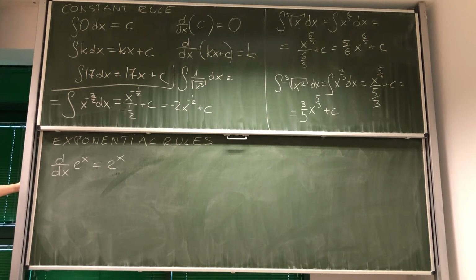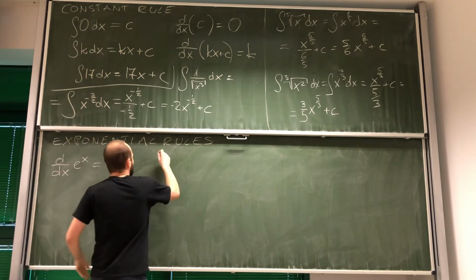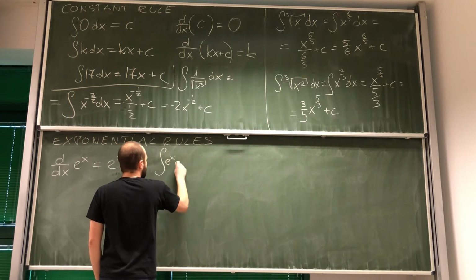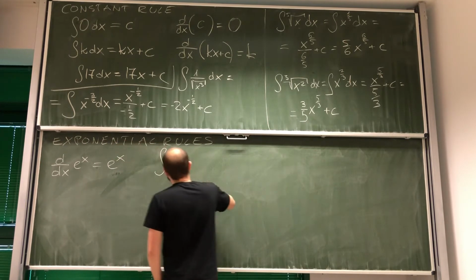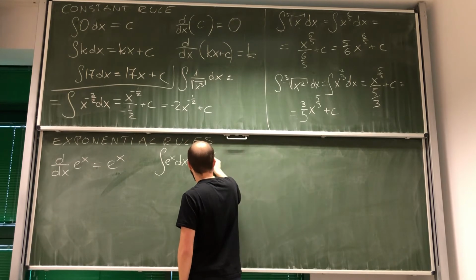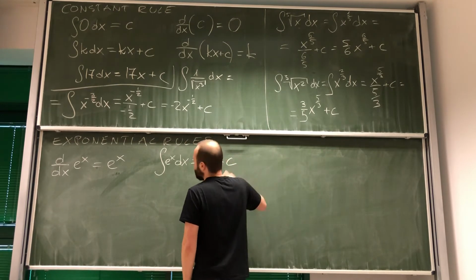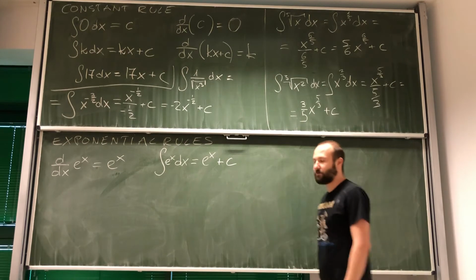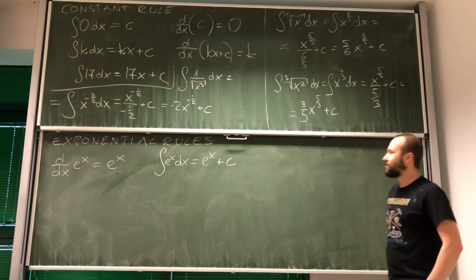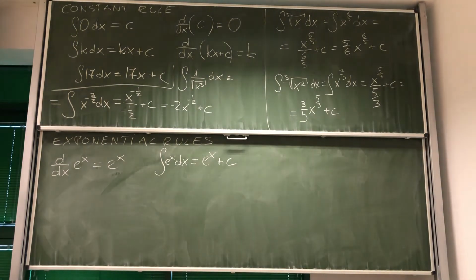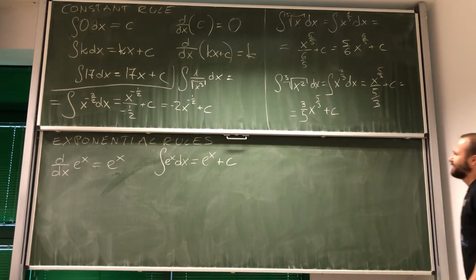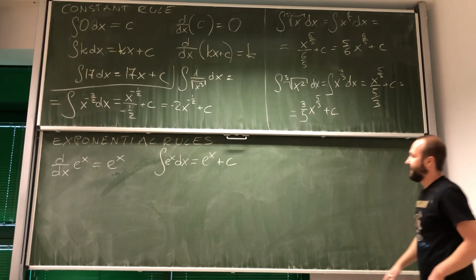And knowing this, even without any further discussion, we can right away write that integral of e to the power of x dx must be equal to e to the power of x, of course, plus some c. Right? This is very easy. If derivative of the function is equal to the function itself, then of course integral must be as well. But of course we need to take into consideration that we need to add c at the very end.